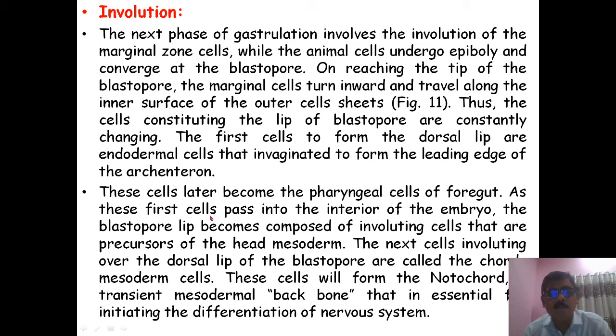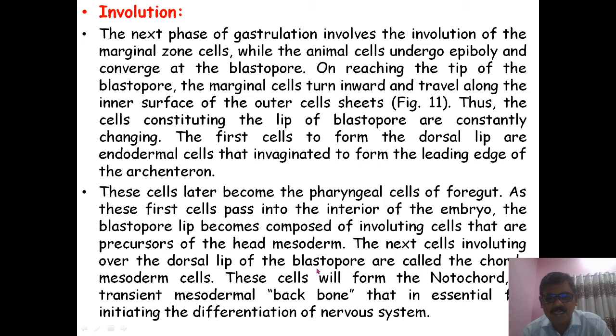As these first cells pass into the interior of the embryo, the blastopore lip is composed of involuting cells that are the precursors of the head mesoderm. Then the next cells involuting over the dorsal lip of the blastopore are the mesoderm cells. First, the cells that moved inward are the pharyngeal cells of the foregut. Then the cells which involute are the cells of the head mesoderm.